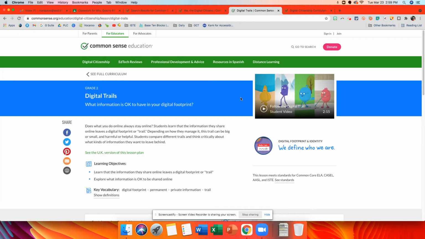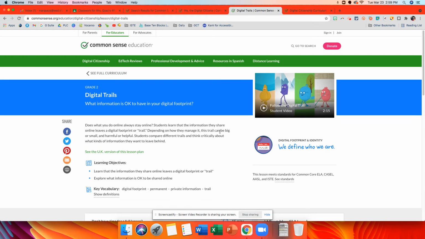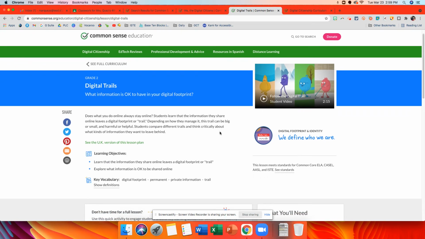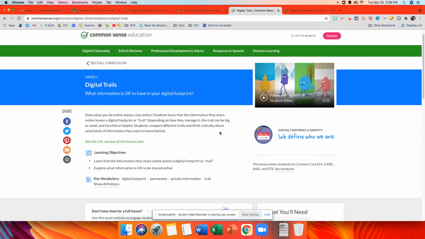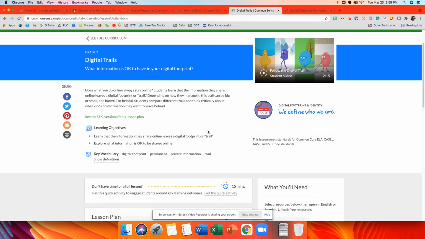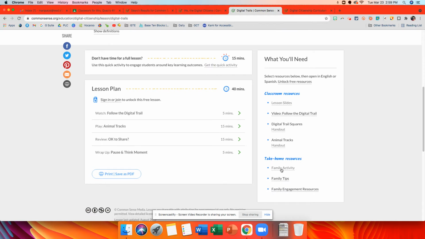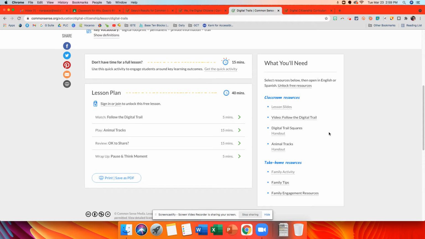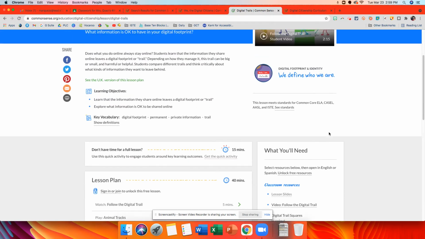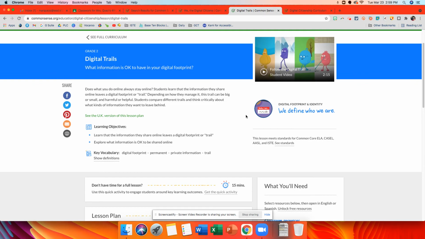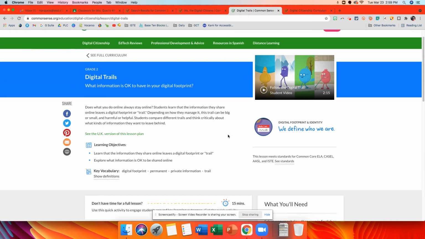Another good one to use is Digital Trails. Yes, it says it's for second grade, but it's still a good place to start if your students aren't sure what their digital footprint is. This lesson is going to help them learn about digital footprint. It has the vocabulary you should use, and it has the activities and the take-home engagement with the family so that parents understand, because we know some parents aren't really aware of what happens when you post online. Some people still don't understand that it doesn't go away. It becomes part of who you are.